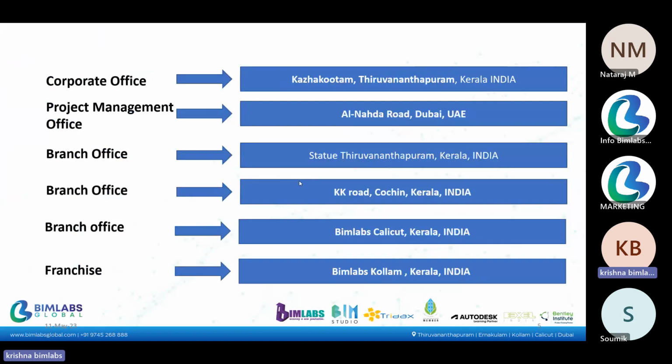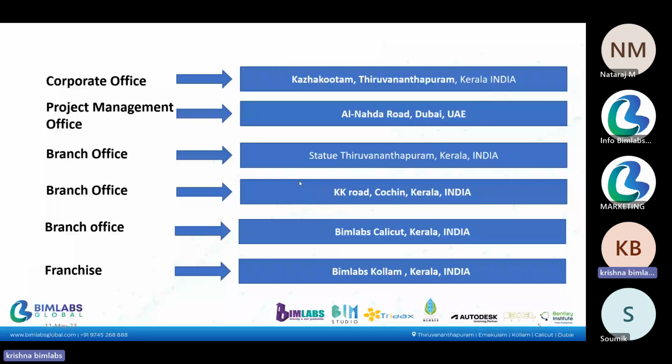About the location of our company: our corporate office is in Calcutta, India, and we have a project office in Dubai. Then we have branch offices in Kerala, in Kochi, as well as in Toronto, two branch offices. We also have a franchisee in Kerala, in Kollam district. Now we can start our session.